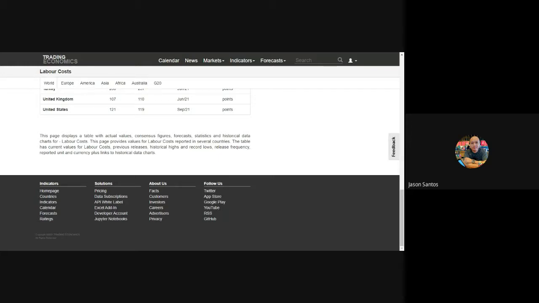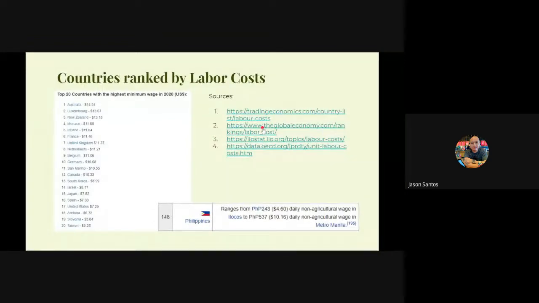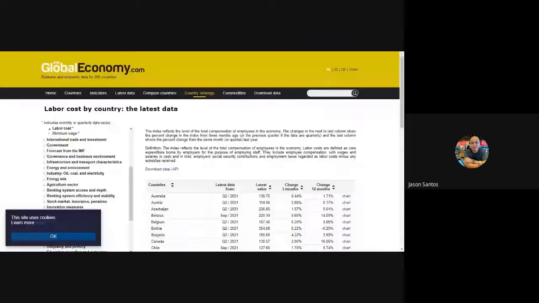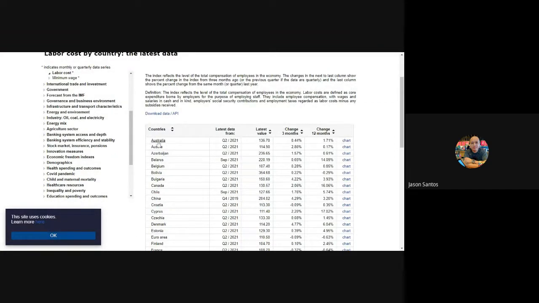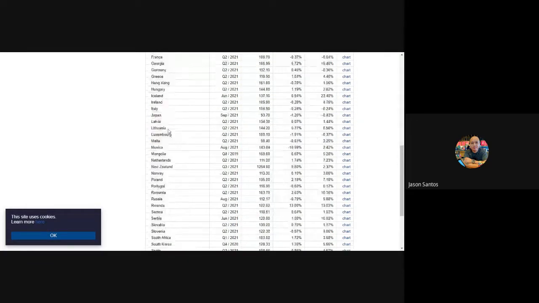Let me go back. Let me go to the second source. Global economy, business and economic data for 200 countries. So let's look. Pareho rin, Australia pa rin ang number 1. Sa kanila, 137.6 points. May Philippines ba? Wala, no? Wala po. Okay.